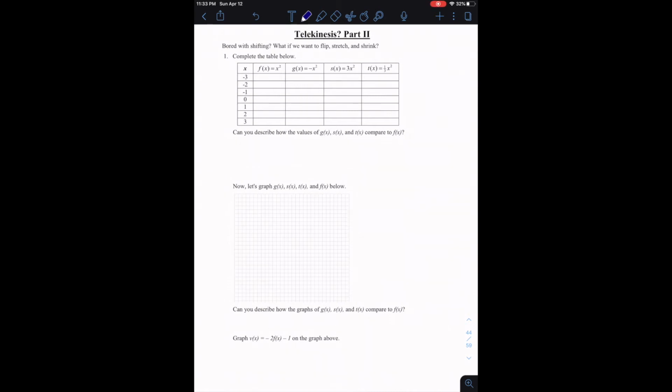So now that we've looked at the different shifts for functions, we can do other transformations as well. Part 2 is going to involve flips and stretches and shrinks. So let's take a look.